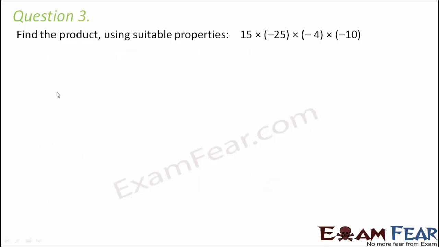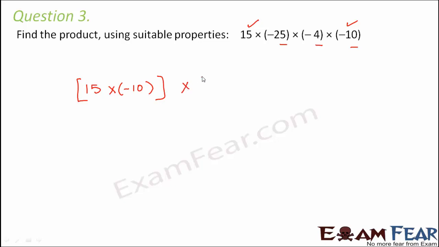Find the product using suitable properties. 15 into minus 25 into minus 4 into minus 10. So here what do we see? We see that we have three negative integers. But how do we arrange it better? So we place 15 and 10 together, because 15 and 10 when multiplied gives a number with more zeros, and that makes our calculations simpler.